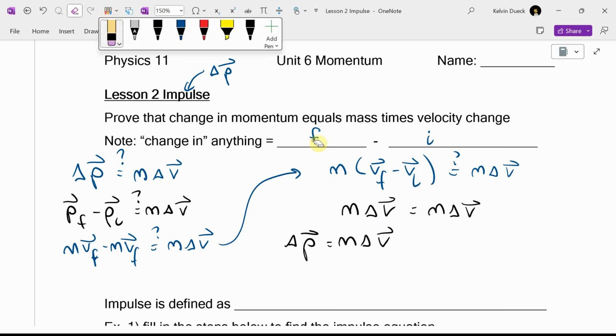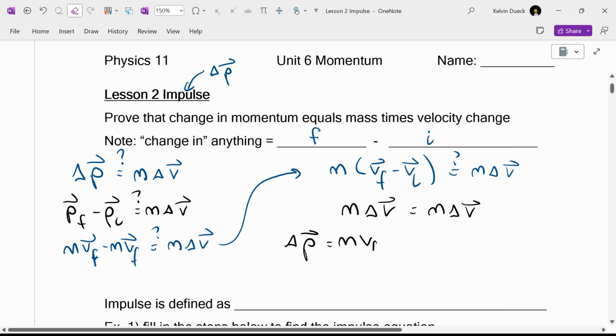I usually write it as m v final minus m v initial. You don't need to write that one down just yet. We'll put it in somewhere else, and I kind of snuck it in already.